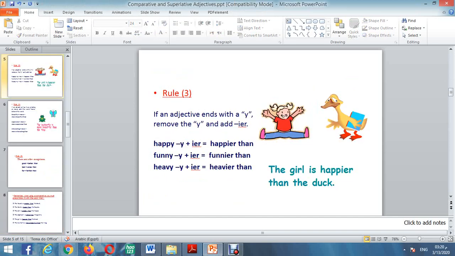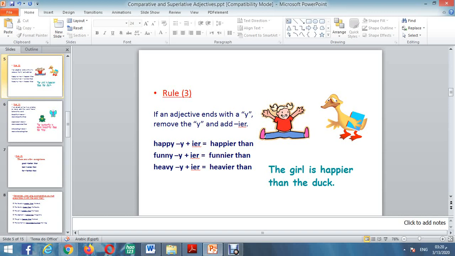Now let's turn to rule number 3. If an adjective ends with Y, what will you do? It's very easy. Drop Y, add I, then ER. Like happy ends with Y. Drop Y, add IER. Happier than. Funny, funnier than. Heavy, heavier than. So we drop Y and then add IER.